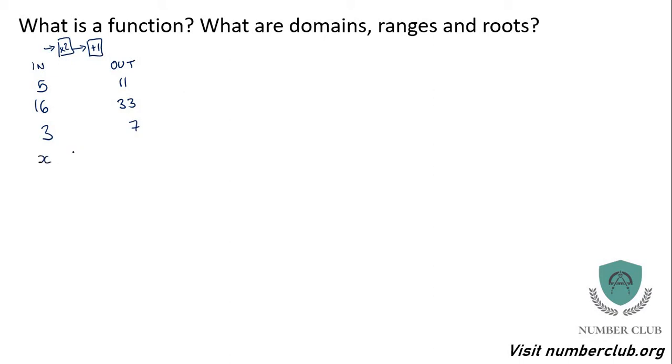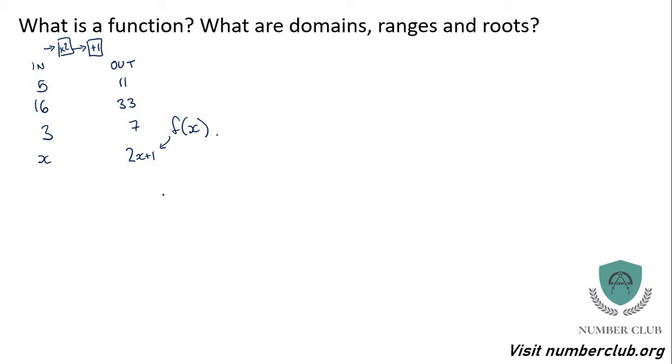If we apply this function to x, we get 2x plus 1. This is called the function applied to x. A lot of the time people call it f of x. The function applied to x is, in this case, to multiply it by 2 and then add 1.